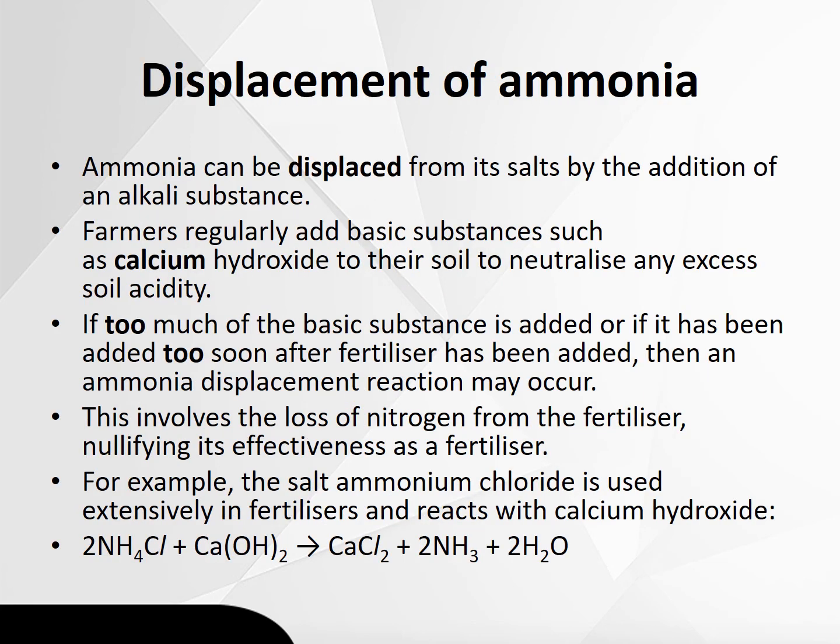Now let's discuss displacement of ammonia. That is a very important reaction. Ammonia can be displaced from its salts by the addition of an alkali substance. Farmers regularly add basic substances such as calcium hydroxide to their soil to neutralize any excess soil acidity. You know this, that usually farmers add basic substances, and the most common is calcium hydroxide, to their soil to neutralize any excess soil acidity. Now, what is the effect of adding this calcium hydroxide in the soil?